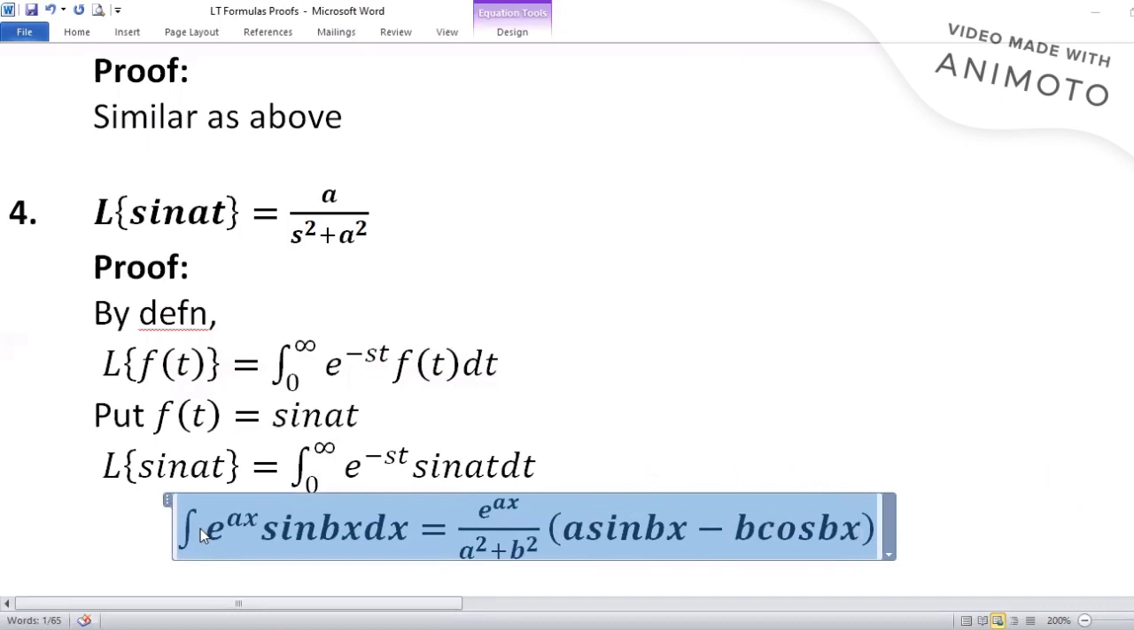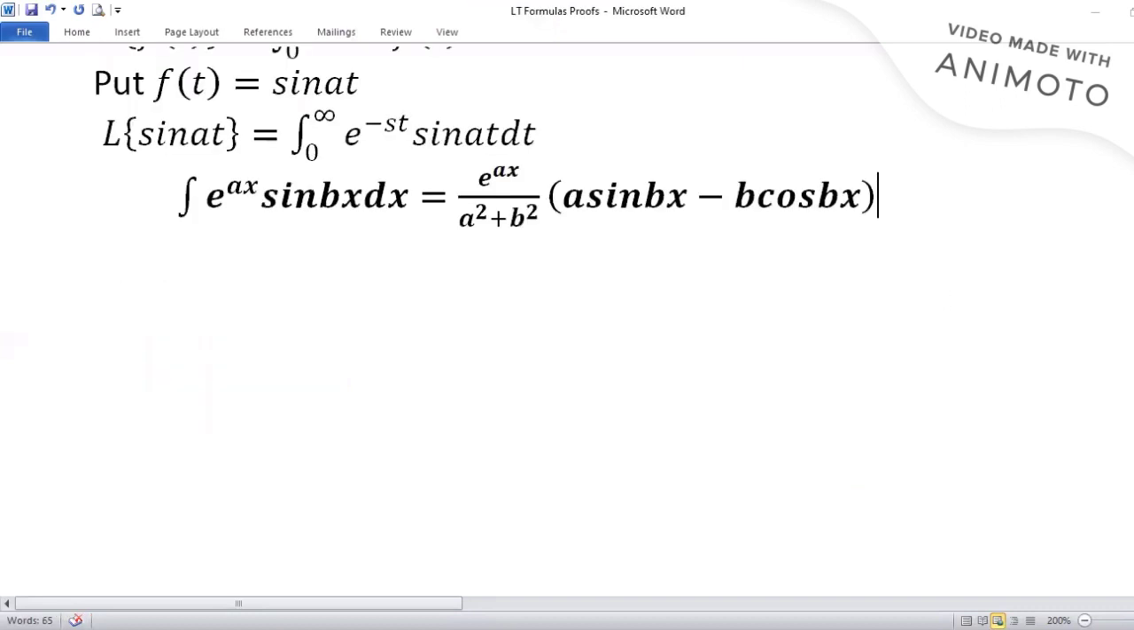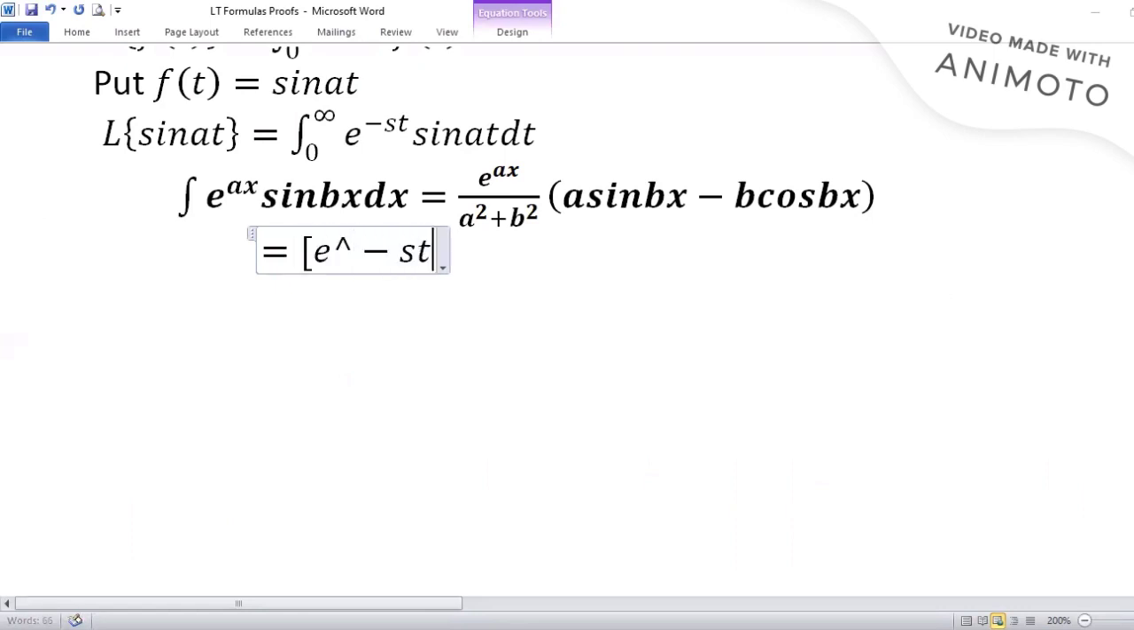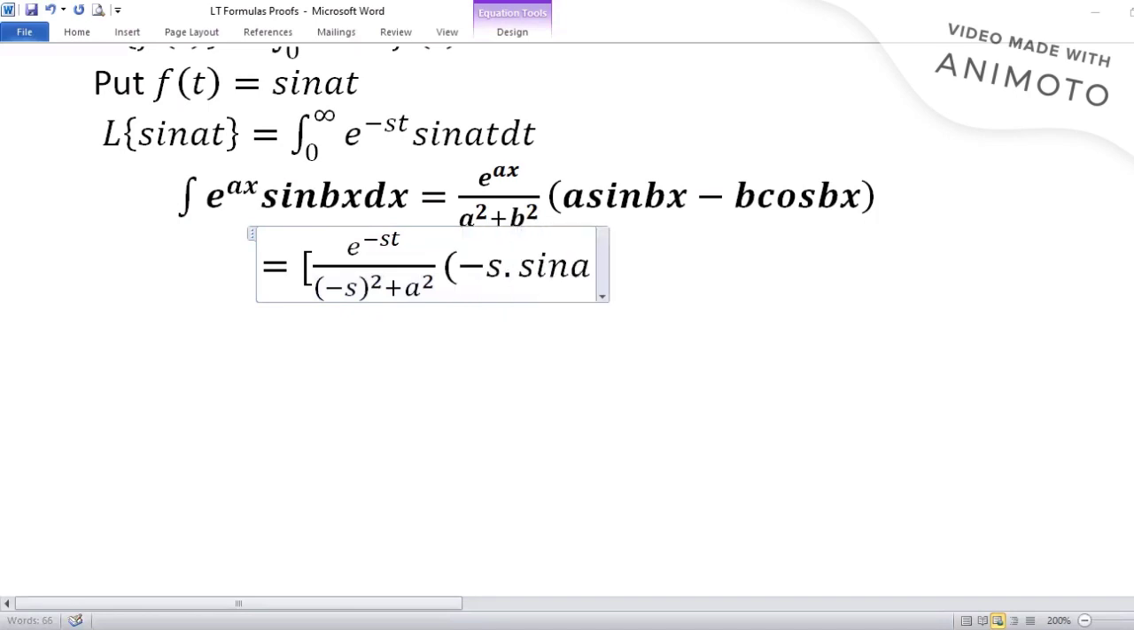We are going to use the e raised to ax sin bx formula over here. So we'll have now e raised to minus st, e raised to minus st divided by a square plus b square. In this case it is minus s square plus a square. And beside that, a sin bx is going to be minus sin at and minus a cos at.